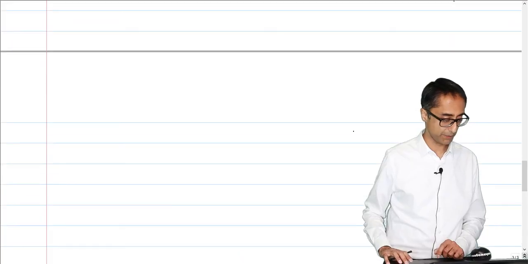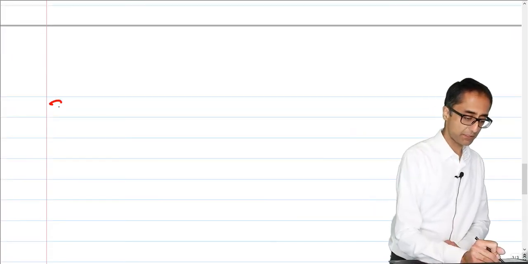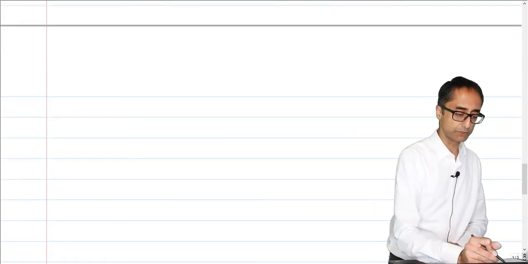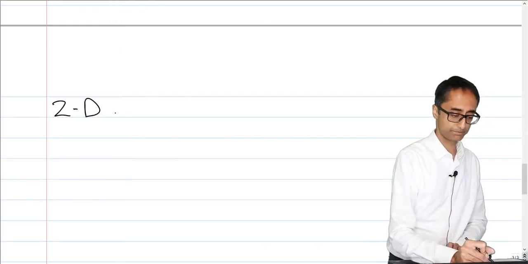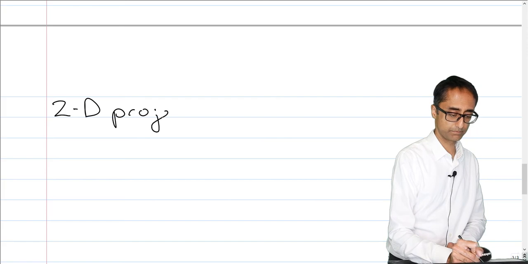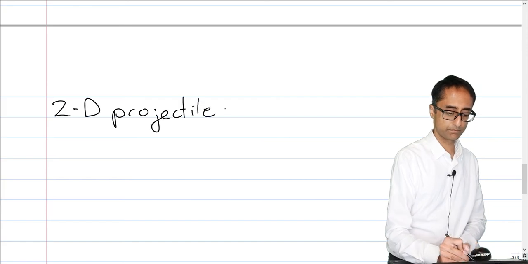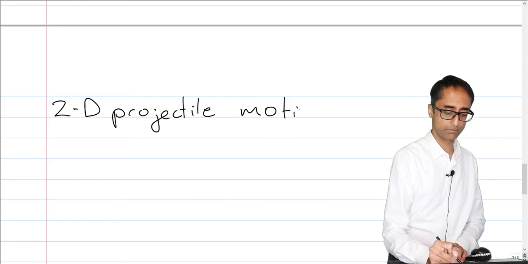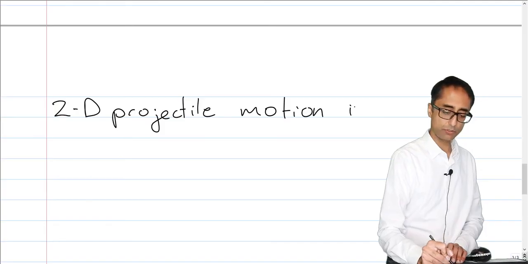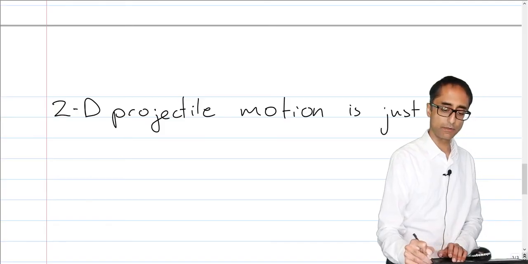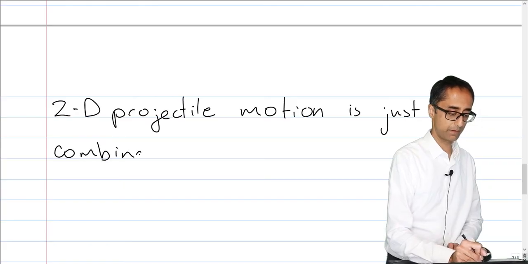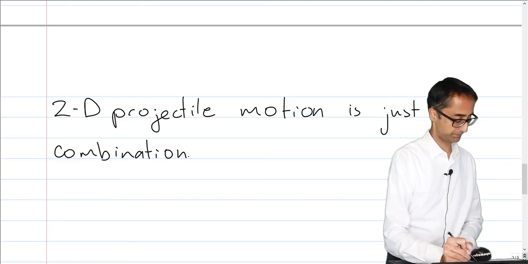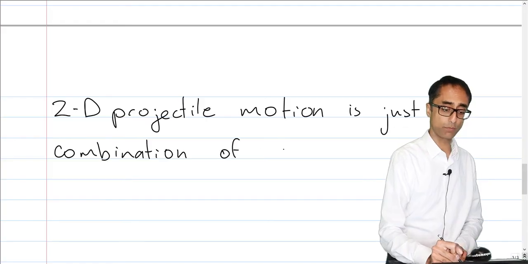I'll do another page here. We'll say that 2D projectile motion is just a combination of two one-dimensional motions.